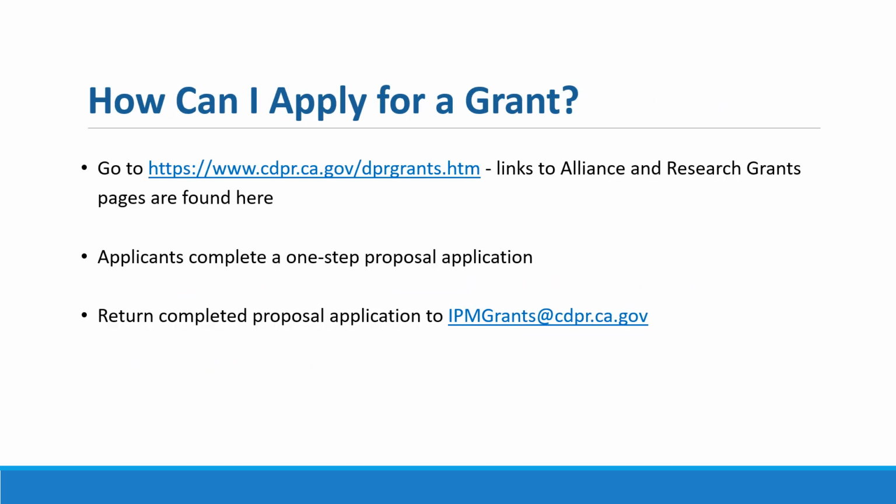So, how can I apply for a grant? Go to our webpage at cdpr.ca.gov/DPR grants, where you can find links to Alliance and research grant pages containing application materials. There, complete a one-step proposal application, and return this proposal application to ipmgrants@cdpr.ca.gov.